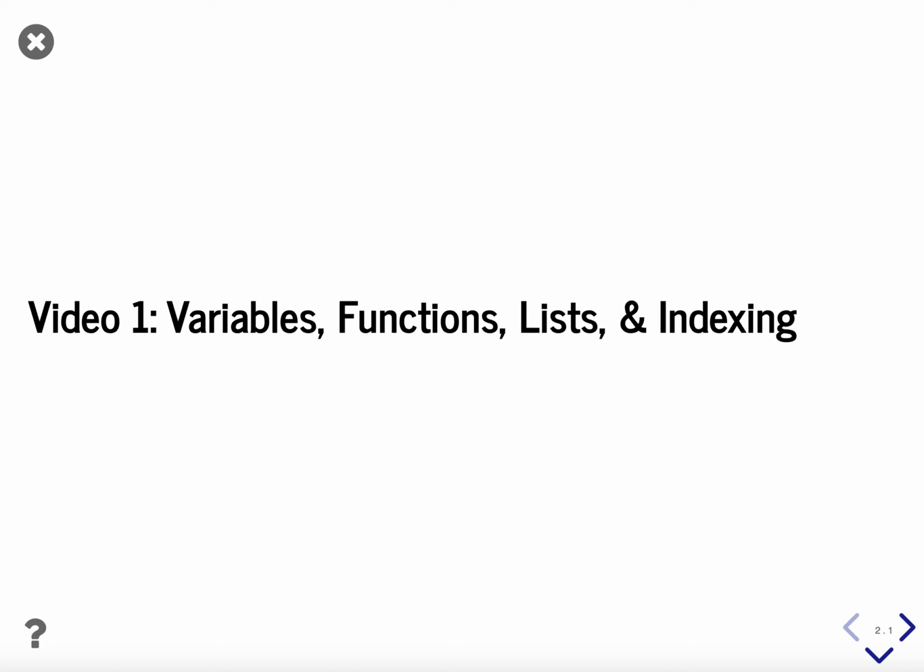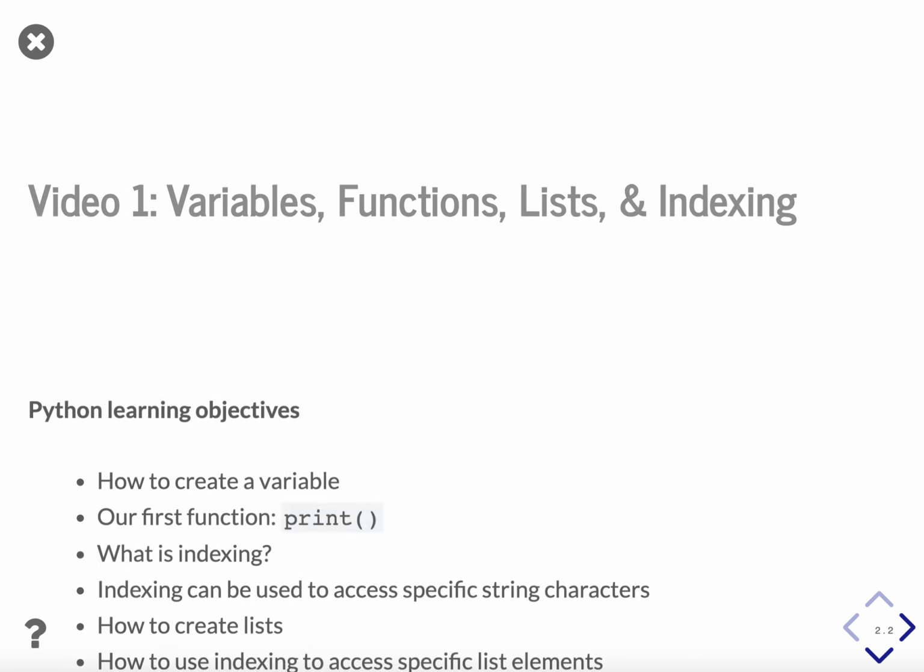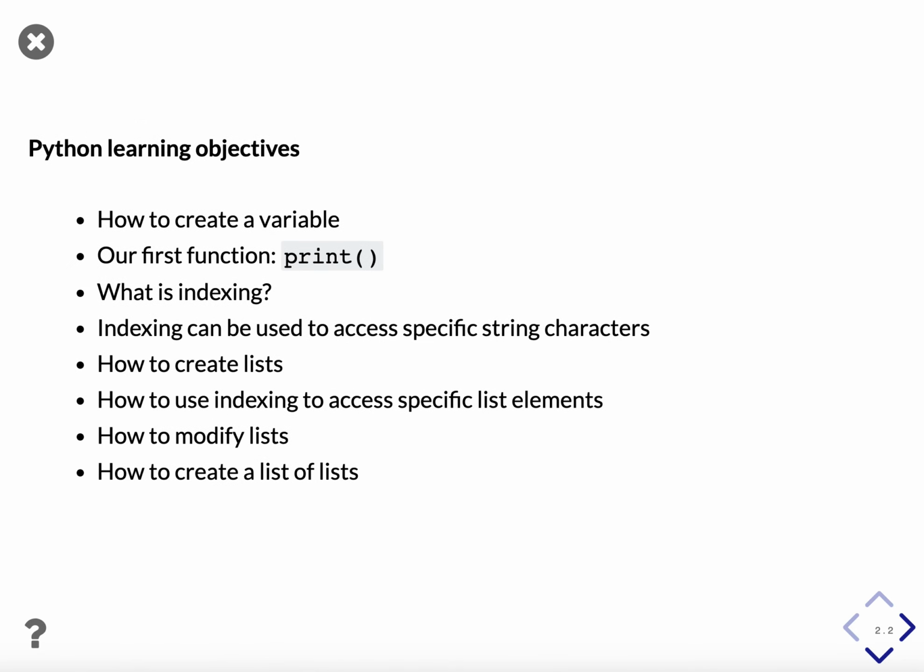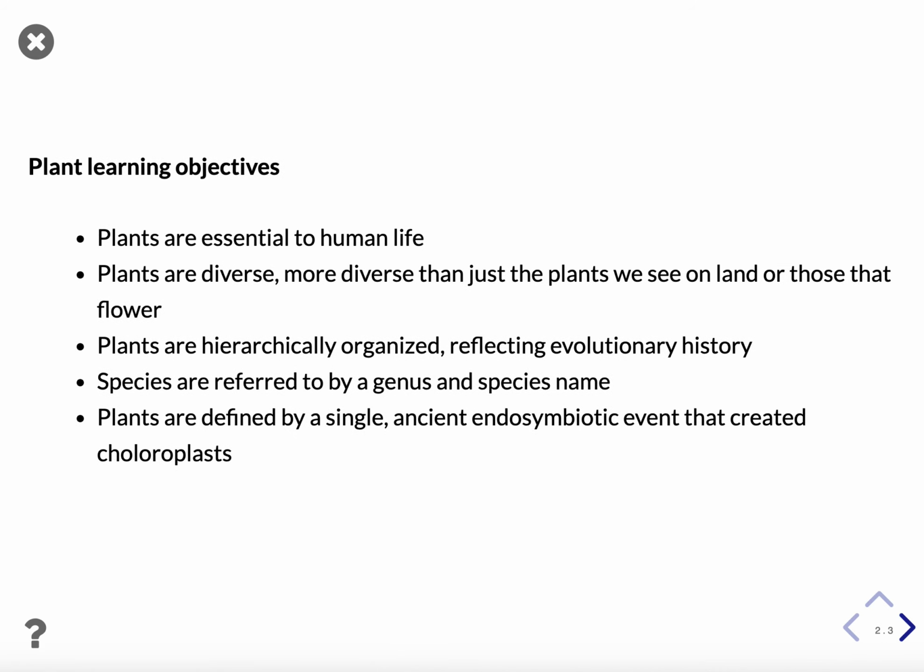In this video, we'll be going over variables, functions, lists, and indexing. The learning objectives for Python in this video are how to create a variable, using our very first function, print, learning about indexing, learning how indexing can be used to access specific characters in strings, how to create lists, how to use indexing to access specific list elements, how to modify lists, and how to create a list of lists.